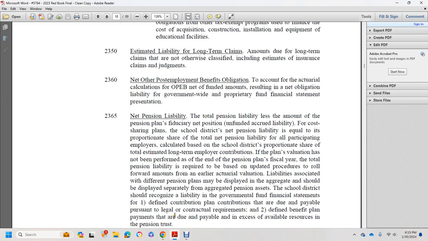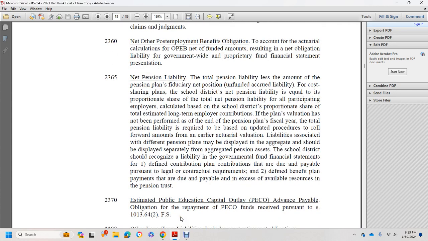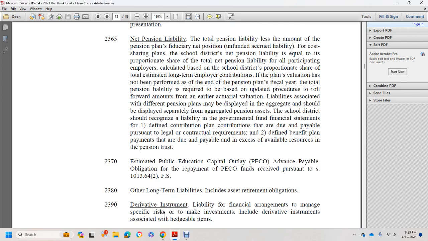2.2 with the defined benefit plan payments for the due and payable excess available to reserve of the pension trust. 2370 an estimated public education outlay or PECO advance payment obligation for the repayment of the Public Education Capital Outlay funds received pursuant to Florida State statute 1013.64(2).